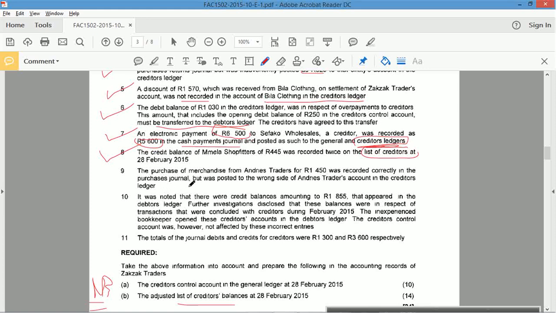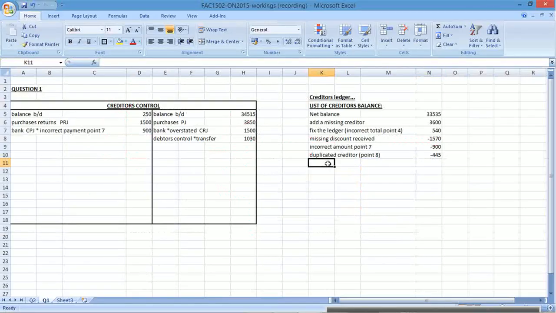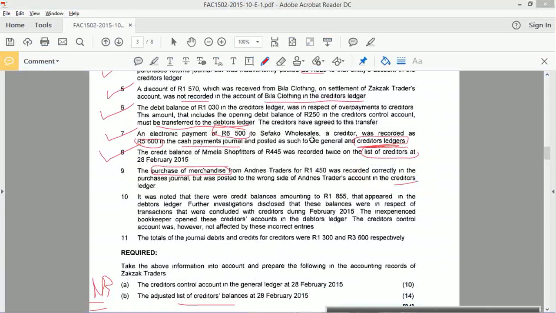9. The purchase of merchandise from A for 145 was recorded correctly in the journal, but was posted to the wrong side of his account in the creditor's ledger. Okay, this was a purchase of merchandise. So if you're buying merchandise, you were supposed to add to his account, but you recorded on the wrong side, meaning you would have processed a payment, not a purchase. So we need to fix that. Okay, so we need to add the purchase not captured, well, captured incorrectly. Okay, this is point number 9.